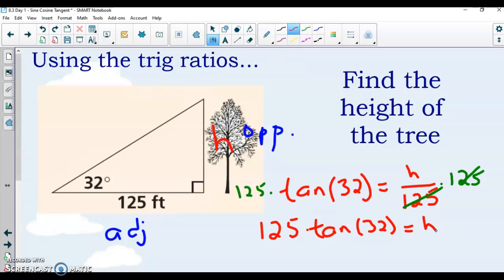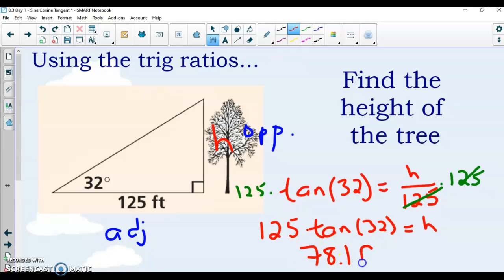To enter this equation into your phone calculator, you actually enter it backwards. We're going to first enter the angle of 32, then hit the tangent button, and then hit times 125. When you do that, you will get a height of 78.1.